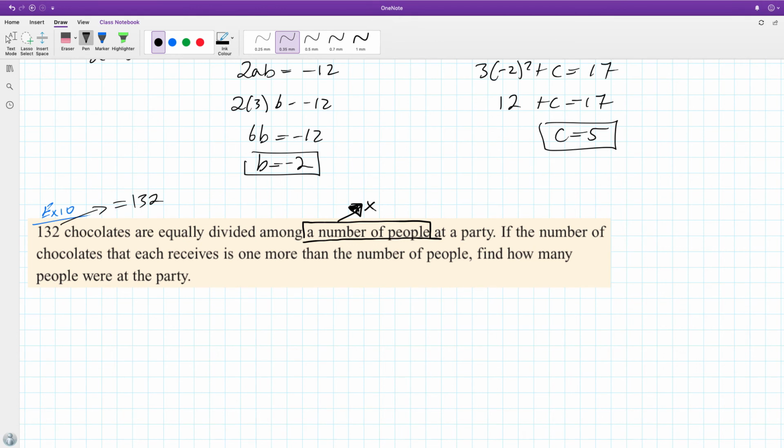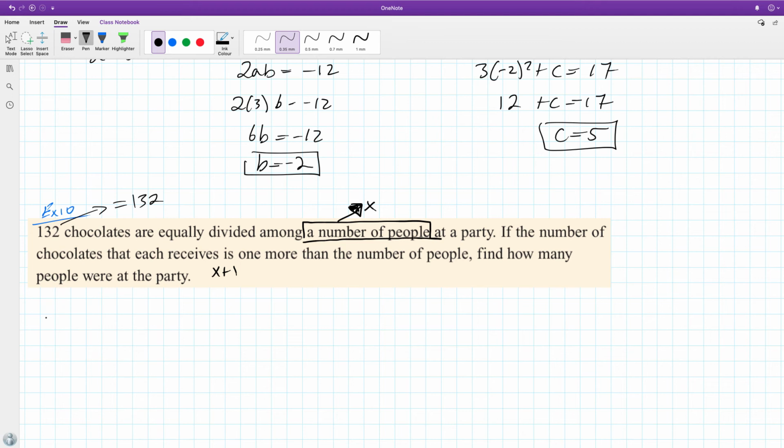If the number of chocolates that each receives is one more than the number of people, find how many people were at the party. How are we going to use this? x by x plus 1. So this one is actually tough enough.